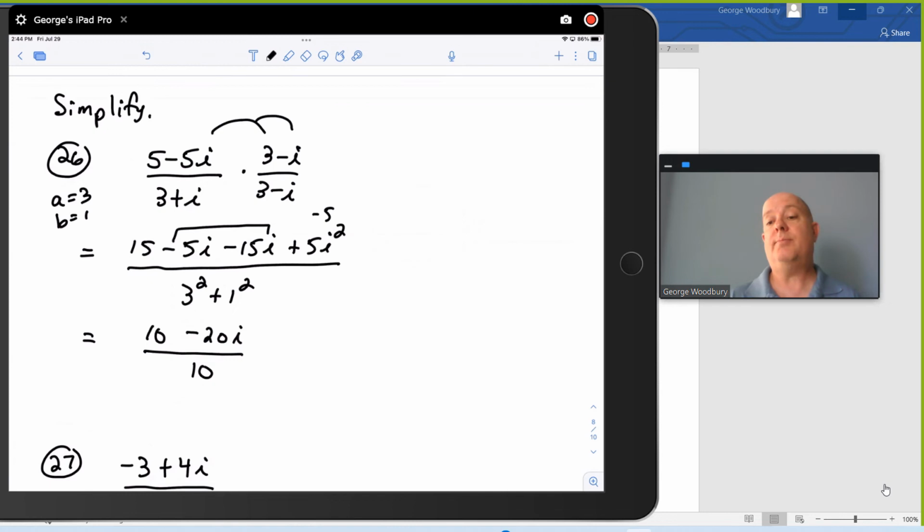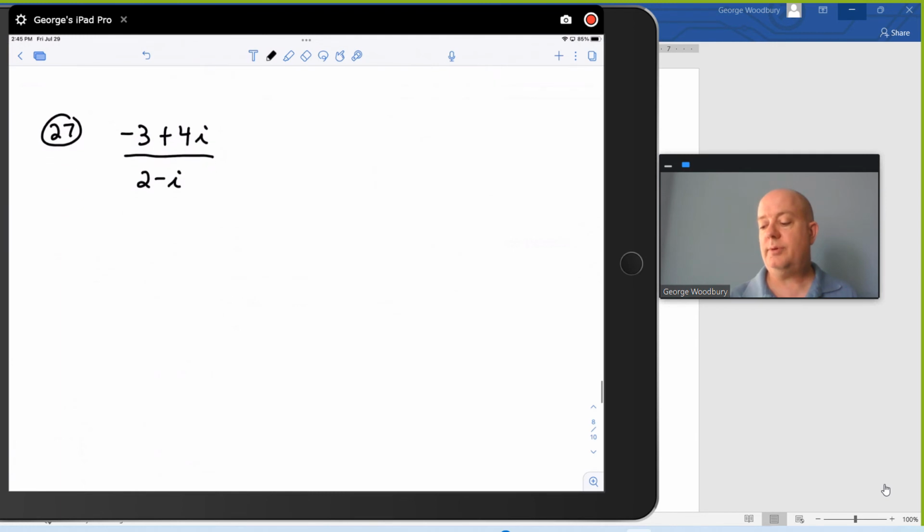So here, we can split this up and reduce, or reduce and then split. It's really your choice. I noticed that everything has a common factor of 10, so I'm going to start there. 10 divided by 10 is 1, minus 20i divided by 10, that's minus 2i. And 10 divided by 10 in the denominator is 1. But we don't write a denominator of 1. Division by 1 doesn't change anything. So this just becomes 1 minus 2i.